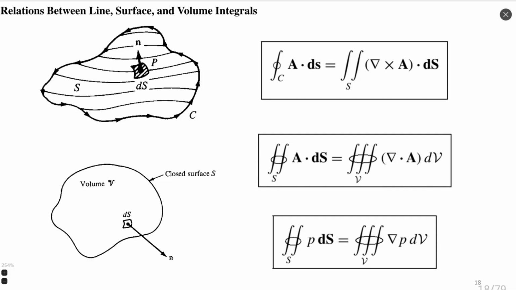The first one here is the transformation of a line integral to a surface integral. It's the so-called Stokes theorem. The second one here is the transformation from a surface integral to a volume integral, the divergence theorem. And the third equation here is the transformation from a surface integral of a scalar value to a volume integral of a scalar value, the so-called gradient theorem.